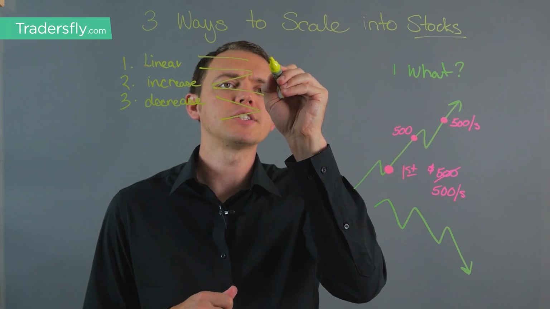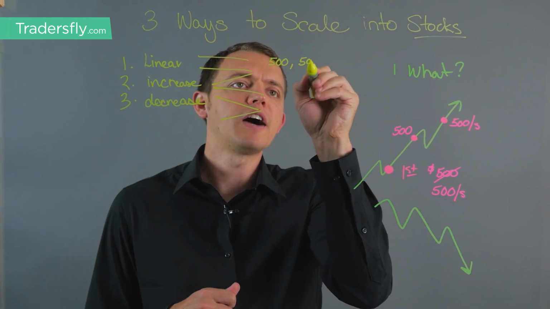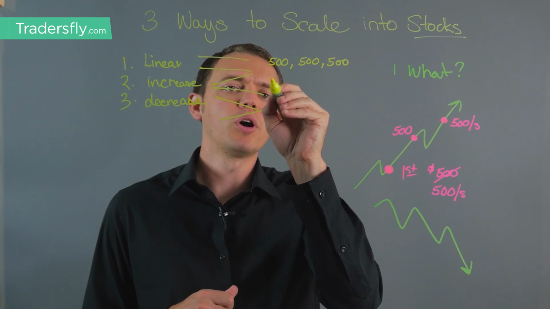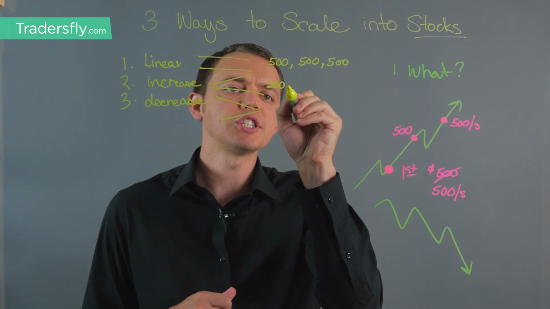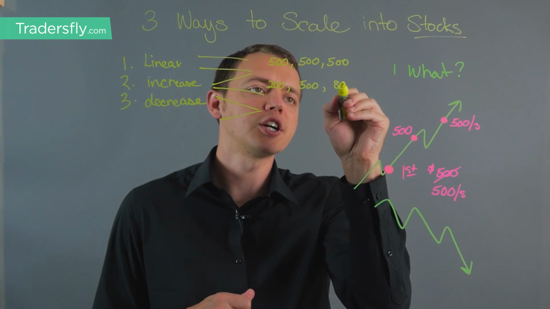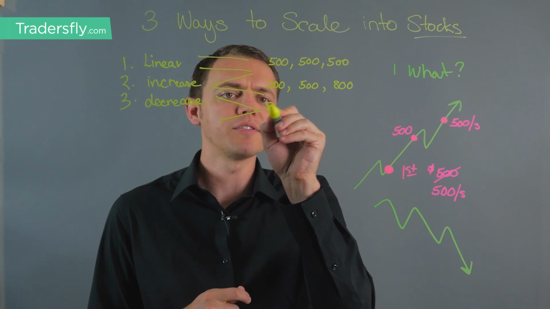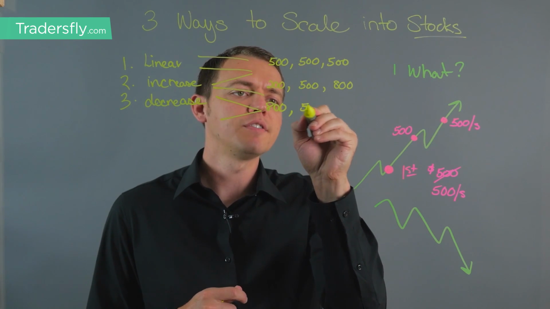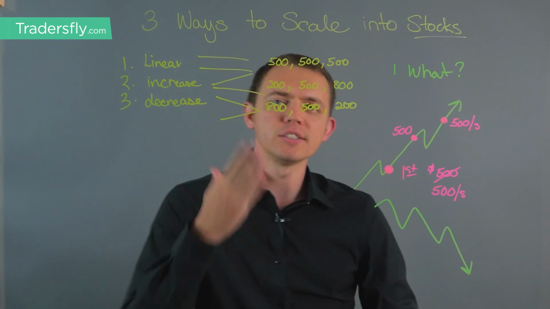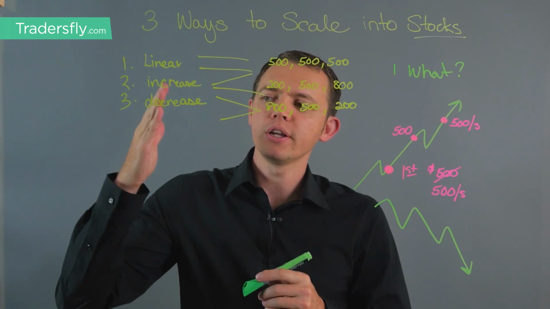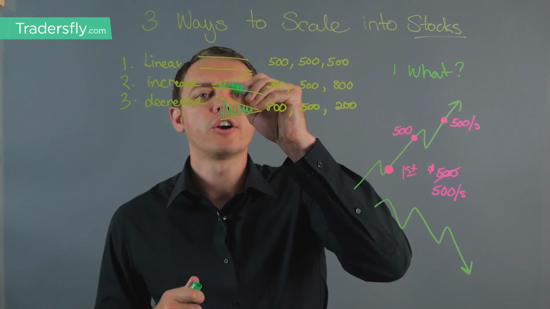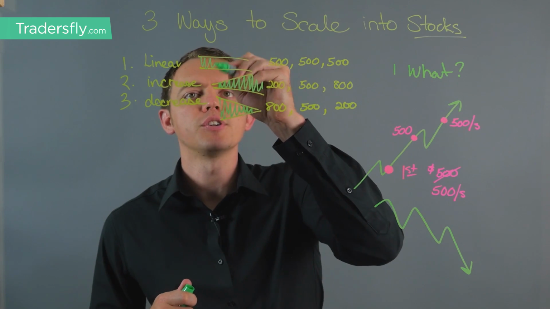So linear would be, let's just say, 500 shares, 500 shares, 500 shares. Increasing would be more along the lines of 200 shares at the beginning, 500 shares next, and then maybe 800 shares the third time. And decreasing would be the opposite: 800 shares, 500 shares, and then 200 shares. So these are your 3 different ways to approach it: linear, increase, and decrease. Here are the curves a little bit, if you're having difficulty seeing them.